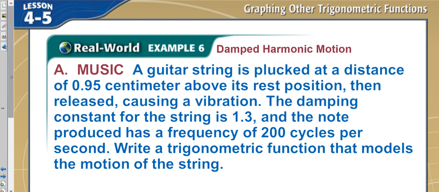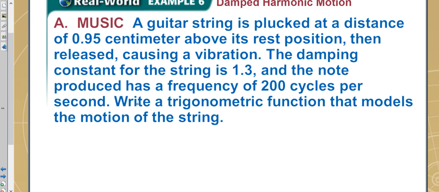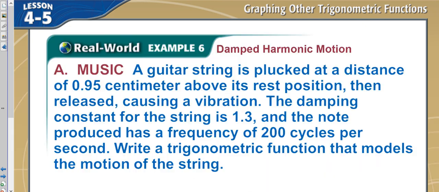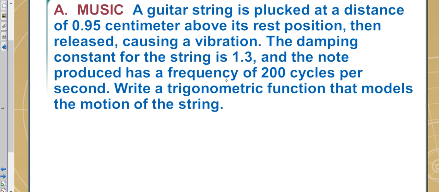So here's a problem for us. It says a guitar string is plucked at a distance of 0.95 centimeters above its rest position and then released, causing a vibration. So to give you a picture, it's kind of like we pull up 0.95 and then let it go, and it starts to vibrate. The damping constant for the string is 1.3, and the note produced has a frequency of 200 cycles per second. Write a trigonometric function that models the motion of the string.